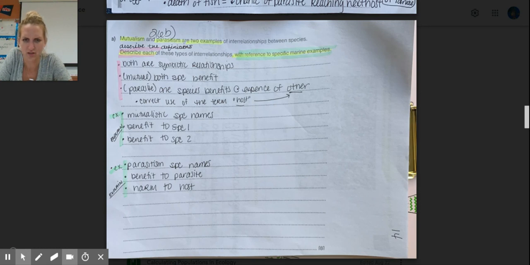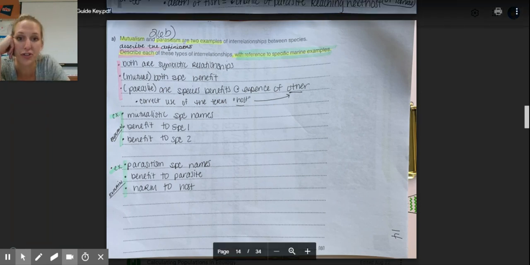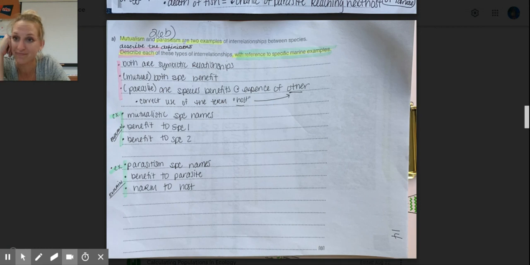I think I spelled expense wrong. It's fine. If you use the word host, I believe you got an extra mark. An example. So for the example, you're going to get a mark by saying both of the species names. So for mutualism, you could say coral organism and zooxanthellae benefit. The benefit to species one: the coral gets organic material, and the zooxanthellae then has a habitat or gets carbon dioxide from the coral.